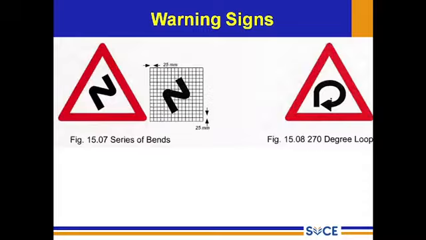Next, the series of bends. Suppose continuous bends are there in hilly areas, or continuous bends may be there in urban areas or due to agricultural lands, so the road is going with several bends. For that, this type of signboard is used. Similarly, a 270-degree loop is indicated by this symbol, the right hand loop signboard.